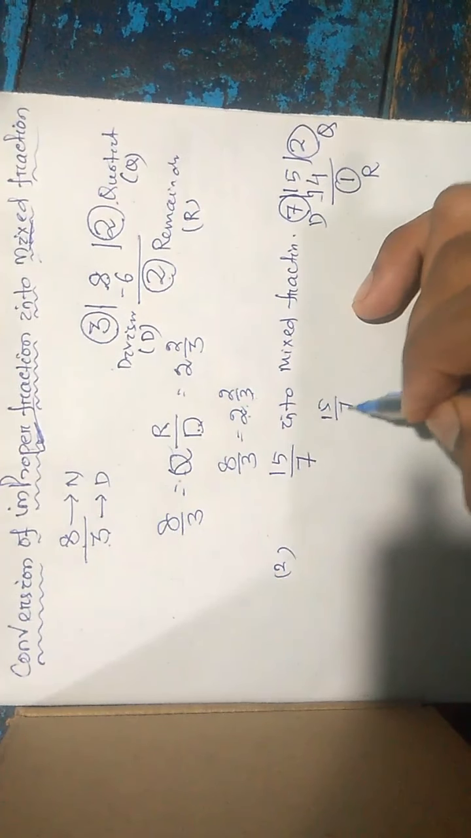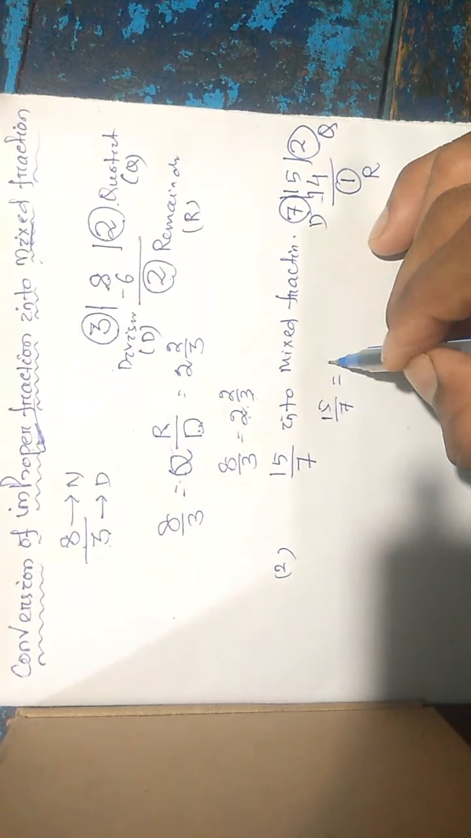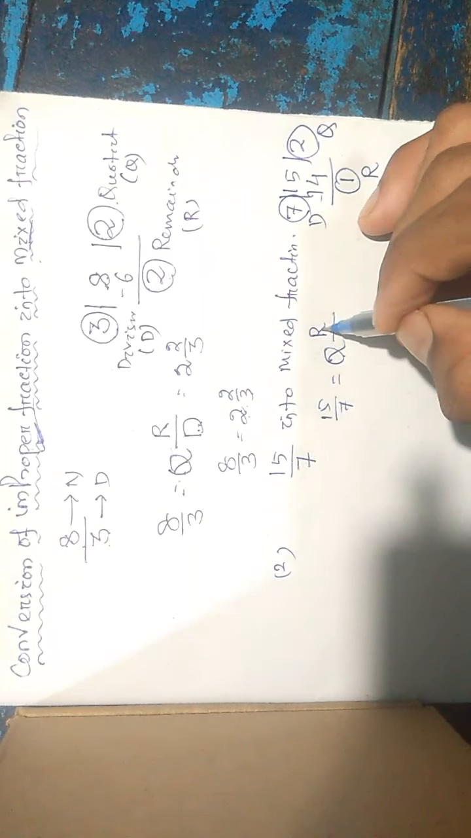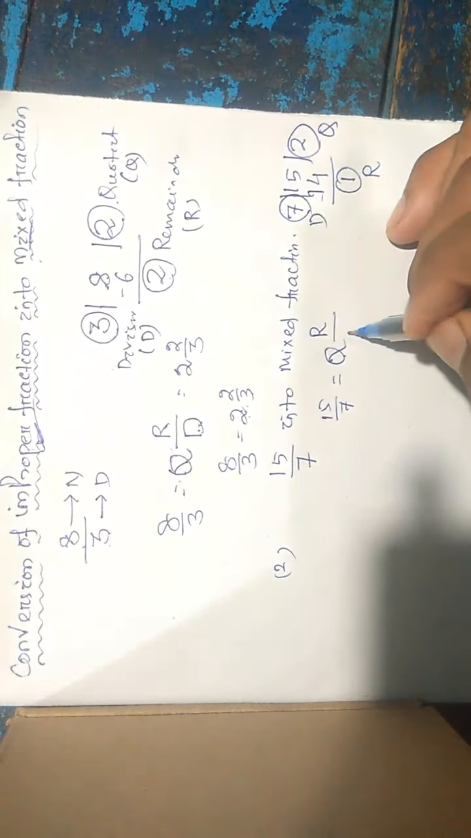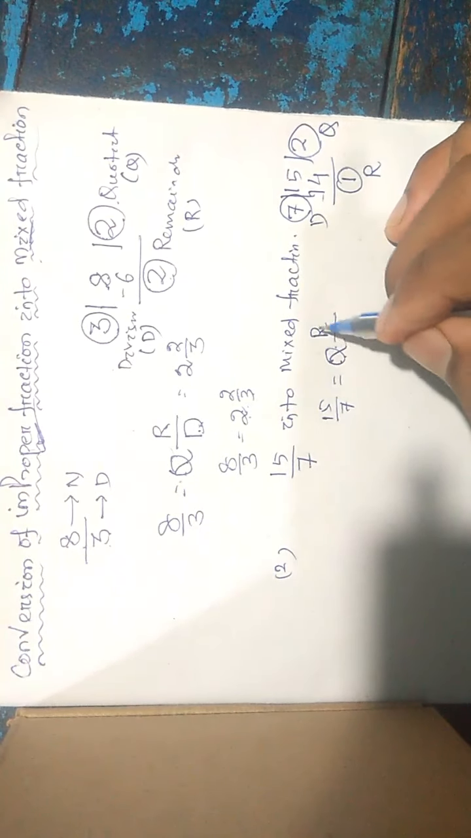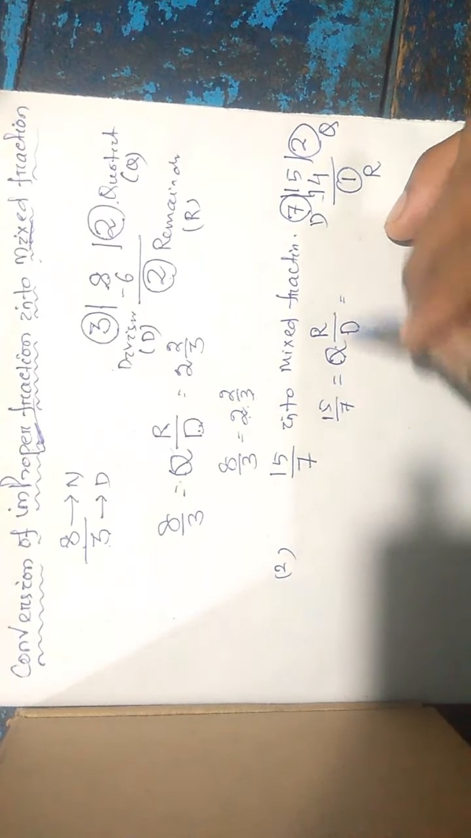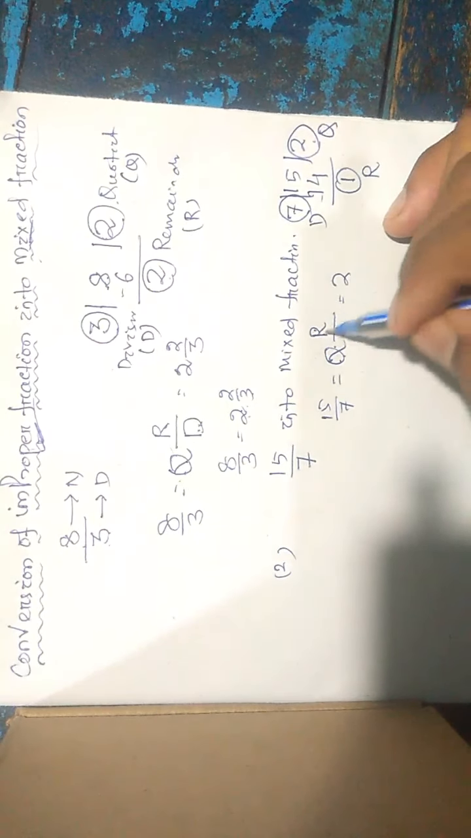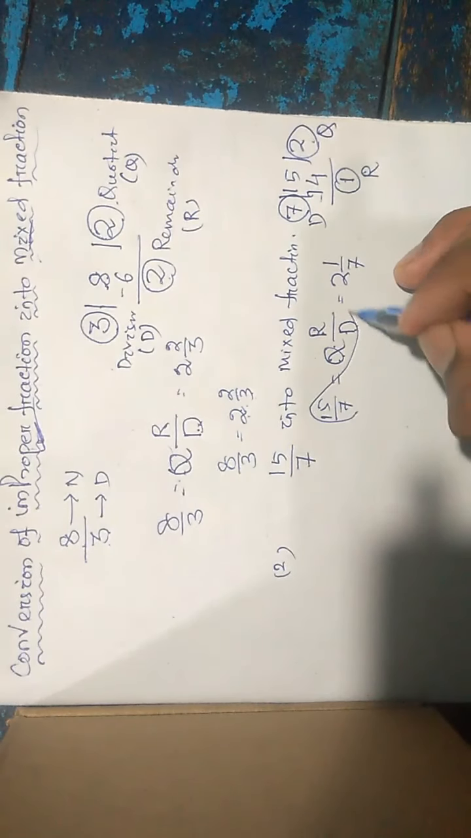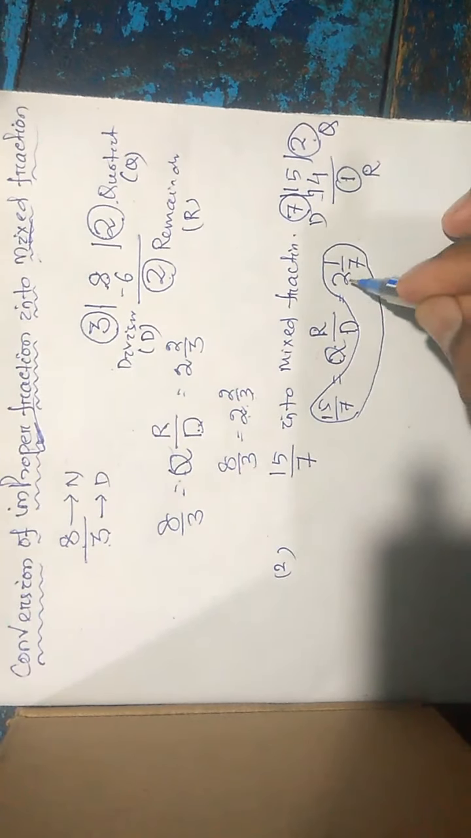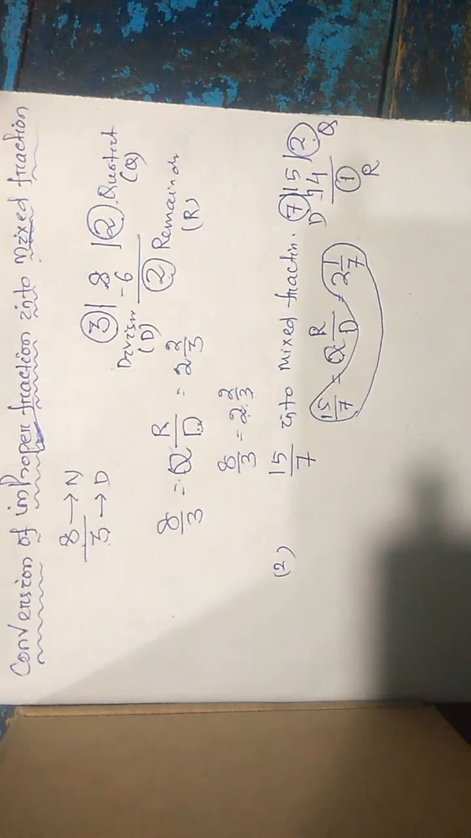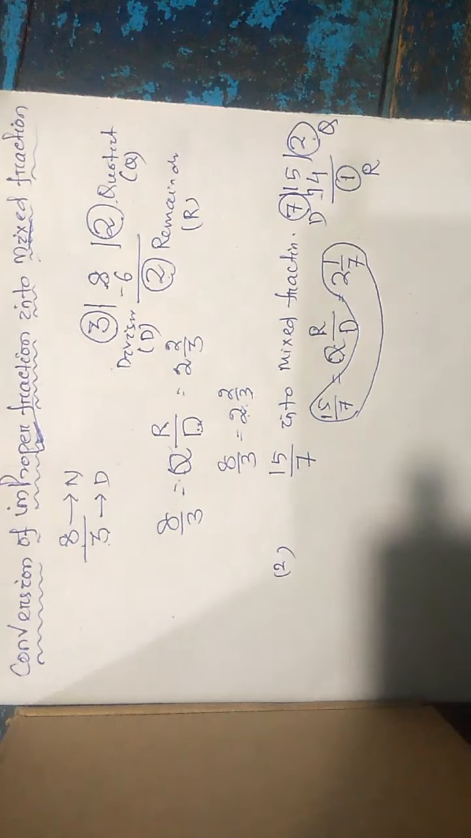So we write 15 by 7 is equal to, the quotient will be written first, the numerator will be filled by the remainder, and the denominator is filled by the divisor. So Q whole R by D. Here Q is 2, R is 1, and D is 7. So 15 by 7 can be written as 2 whole 1 by 7. So you can convert any improper fraction into a mixed fraction.